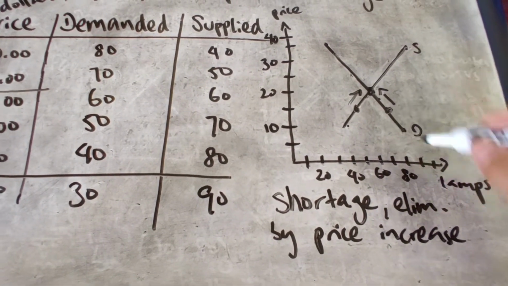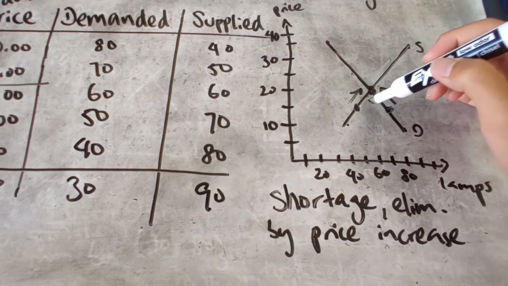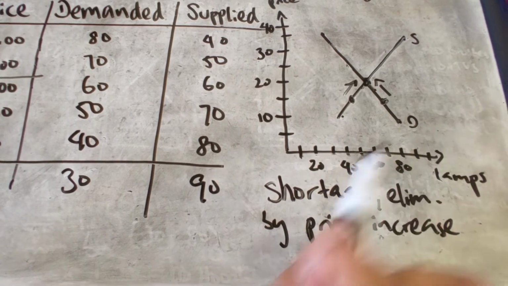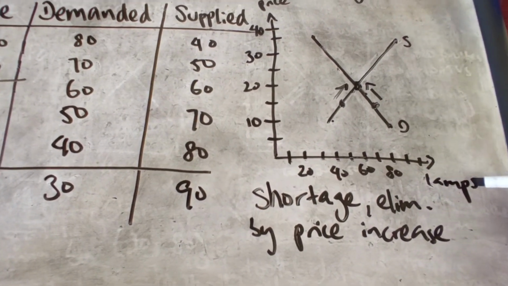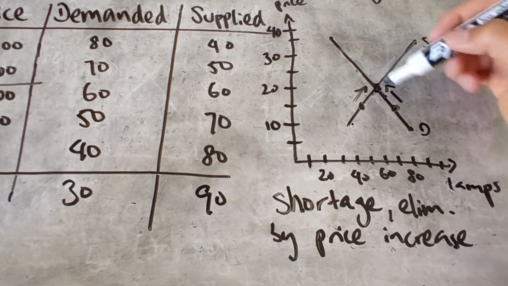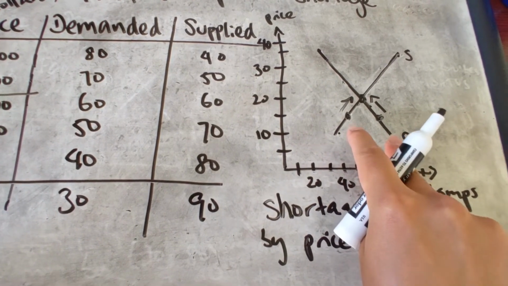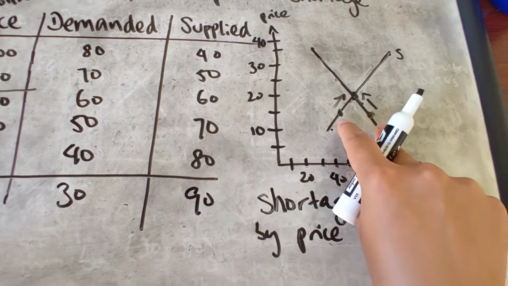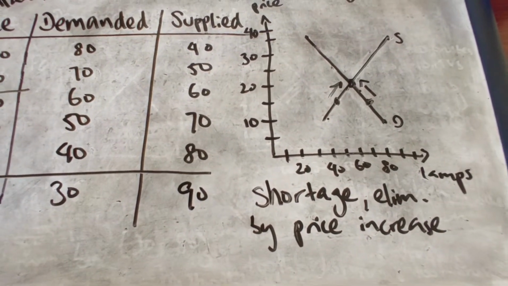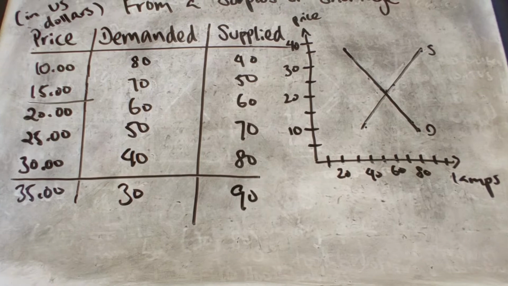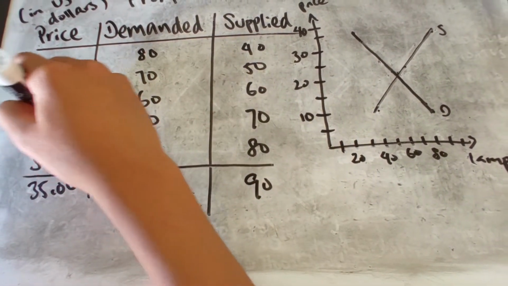This means that the amount of lamps supplied would increase, because it's a positive slope going this way. So when price increases, the supply increases. And when the price increases, that means the demand decreases as well. So visually, that's what happens when these two points meet up over here in the middle, where the quantity demanded equals the quantity supplied.